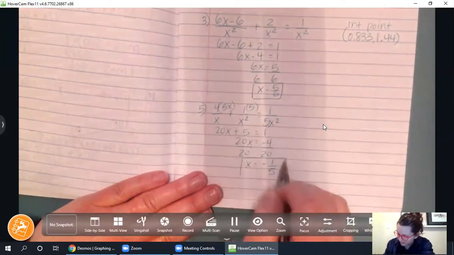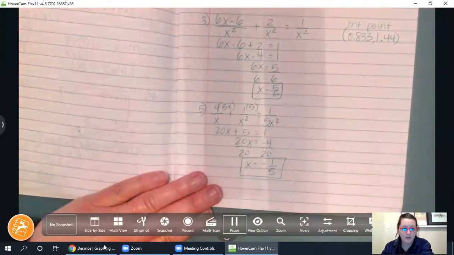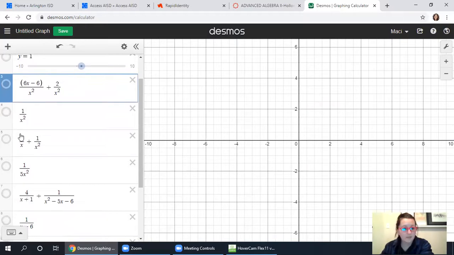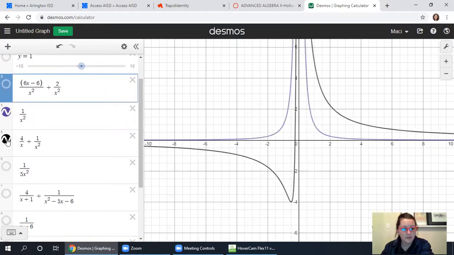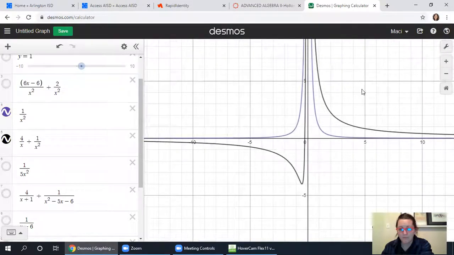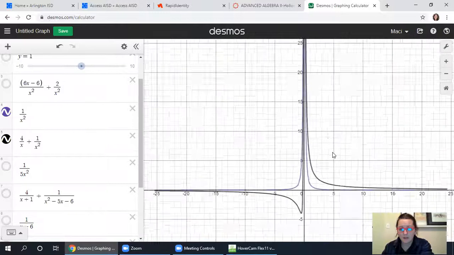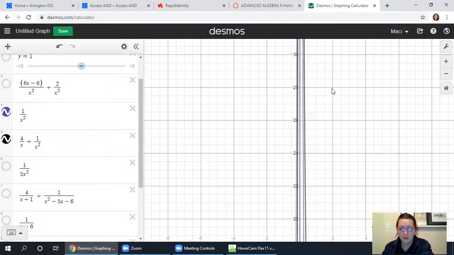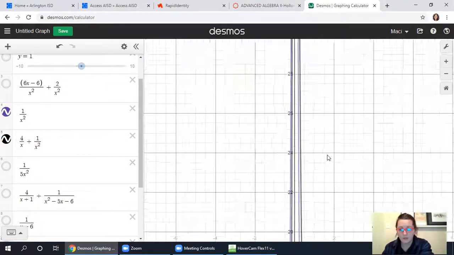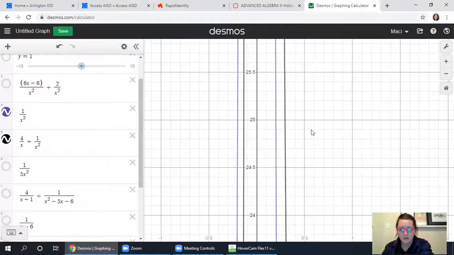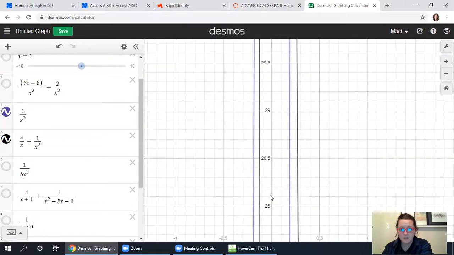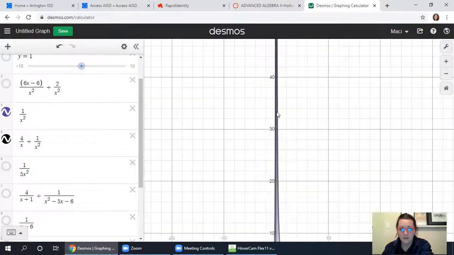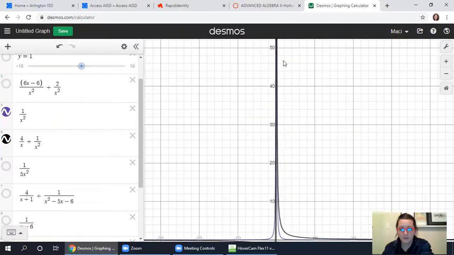So let's see what this looks like when we plug it into our graph. Did I write that down right? Yes, I did. Okay, so I want this one and this one. So it looks like, even when I zoom out, do they intersect at any point? What did I say? Negative 1/5, right? Yep, it's looking like an extraneous solution there.